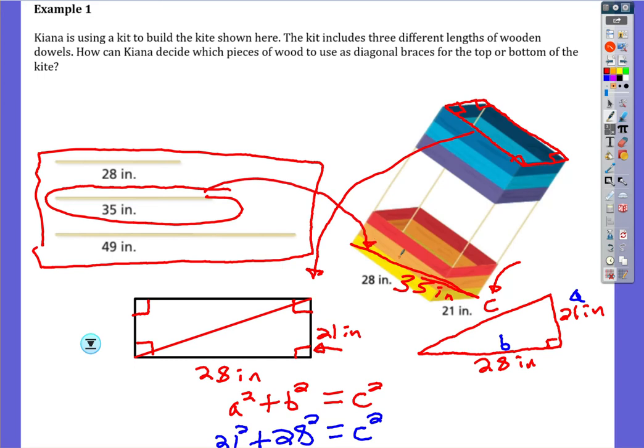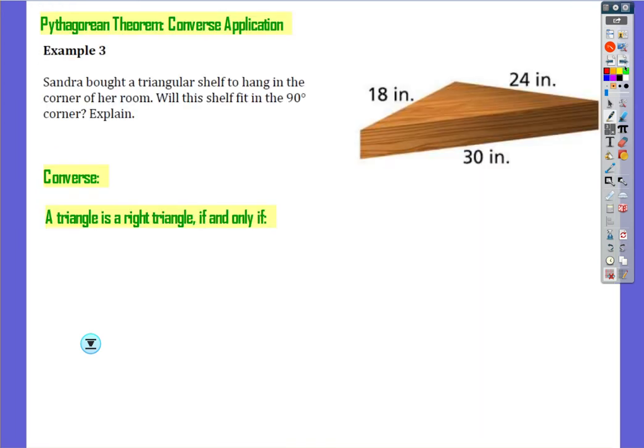All right, let's take a look at an example now where you need to apply the converse. So we're going to jump to example 3, and we'll jump back to example 2. So let's take the converse, but first let's see why. So we got Sandra. She's buying a triangular shelf to hang on the corner of her room, and she wants to know, will this shelf fit a 90-degree corner?